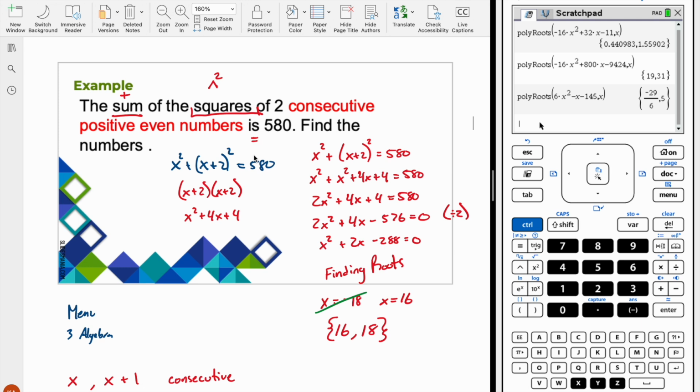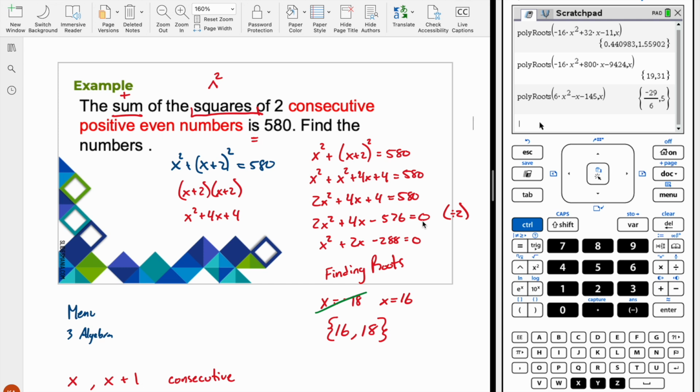From there, we go ahead and we multiply everything out. First, we start by squaring x plus 2. That would leave us with x squared plus 4x plus 4. We add x squared to our x squared, which is 2x squared. Once we've gotten to that point and we move over the 580, we're left with 2x squared plus 4x minus 576 is equal to 0.